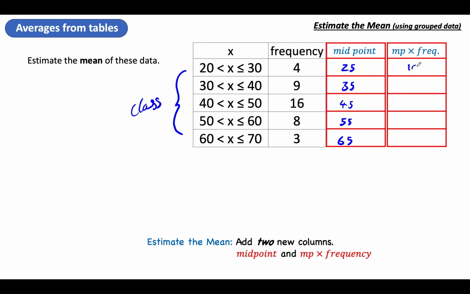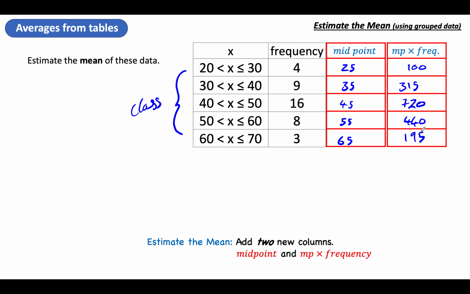Now 4 lots of 25 is 100, because this is the value that I'm presuming they are. Then I need 9 lots of 35, which is 315. I'm talking slowly because I'm working it out as I go on my calculator. And 16 lots of 45 is 720. There are some big numbers here. Then 8 lots of 55 is 440. And then 3 lots of 65 is 195.